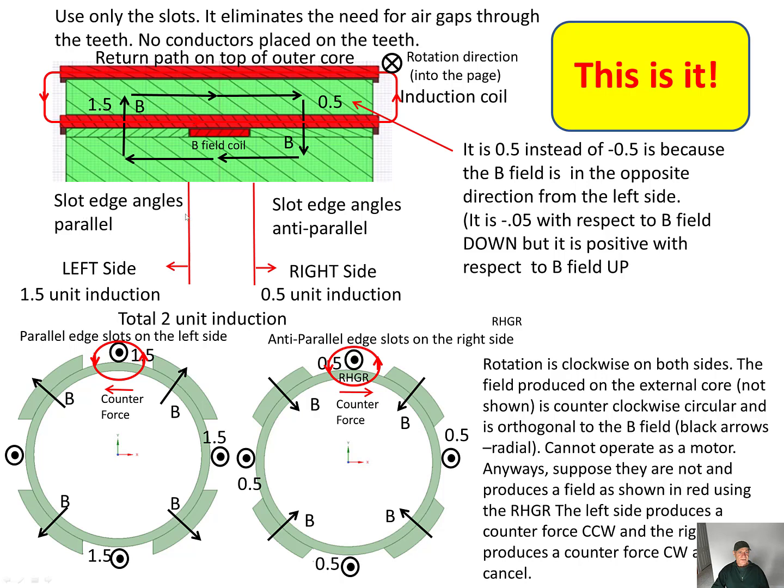So the slot edge angles are parallel on the left side, and anti-parallel on the right side. 0.5 unit induction on the right, 1.5 unit induction on the left side. It is 0.5 instead of minus 0.5 because the B field is in the opposite direction from the left side. It is 0.5 with respect to B field down, but it is positive with respect to B field up.